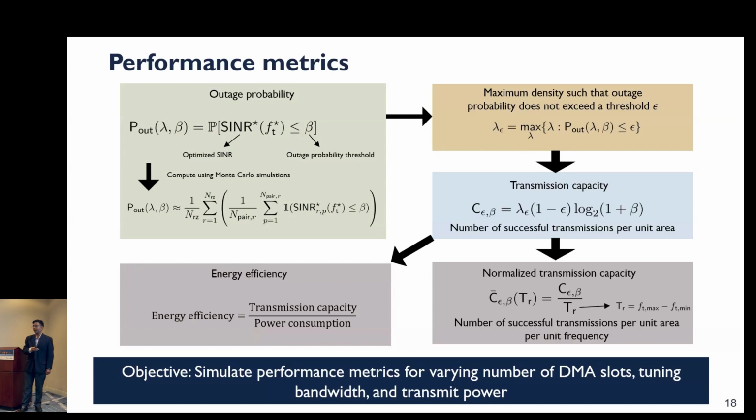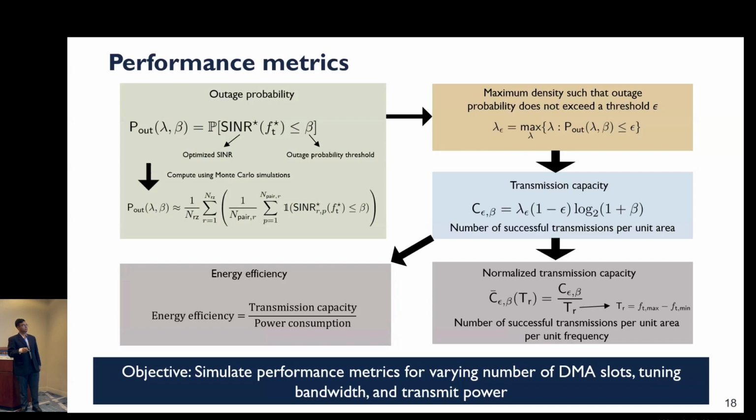Now it's difficult to get an exact expression for the outage probability, so we adopt Monte Carlo simulations. We iterate over different realizations of the entire ad hoc network, and we average it out to get the approximate outage probability. Once we have the outage probability metric, then we compute the maximum density that can support an outage probability below a certain threshold. So epsilon is the threshold that we set in our simulations so that outage probability should be less than epsilon, and we want to find the optimal interfering density which can support this outage probability.